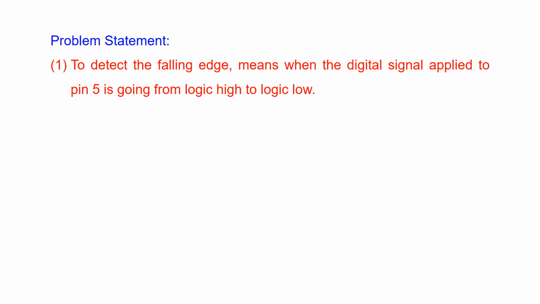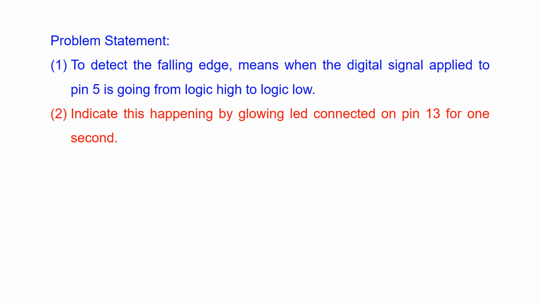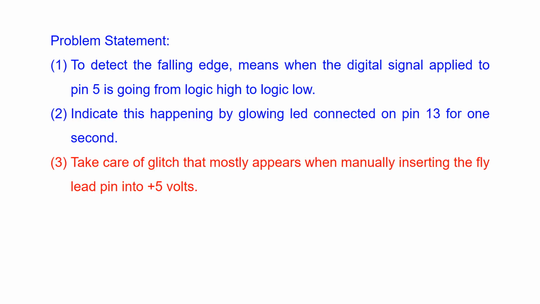Now let us define the problem critically in the form of a problem statement. To detect the falling edge means when the digital signal applied to pin 5 is going from logic high to logic low. Indicate this happening by glowing an LED connected on pin 13 for 1 second. Take care of a glitch that mostly appears when manually inserting the fly lead into plus 5 volts.